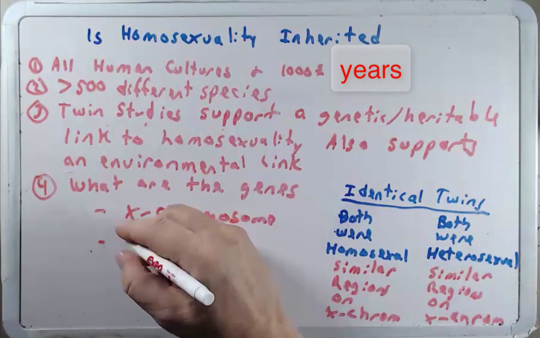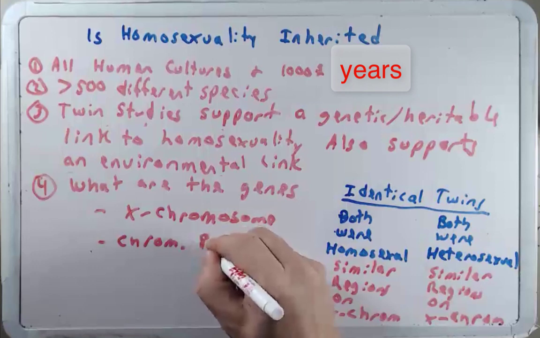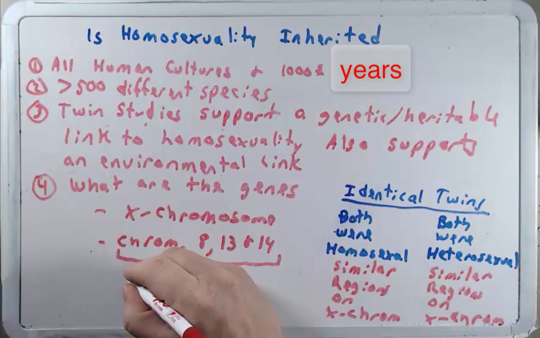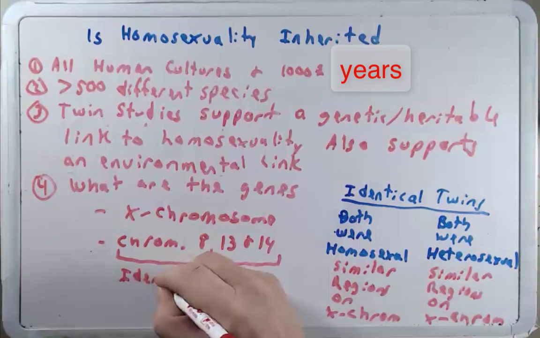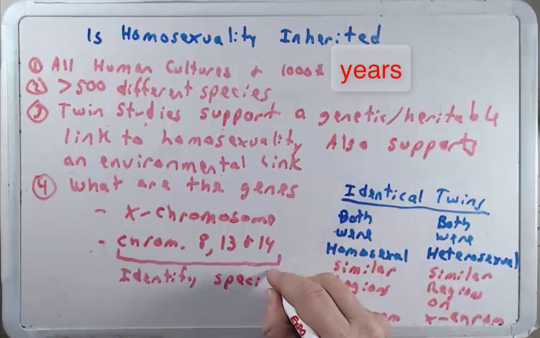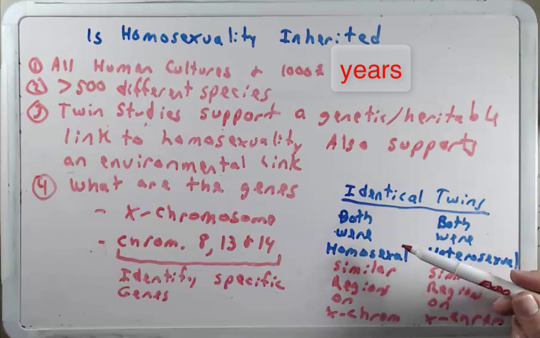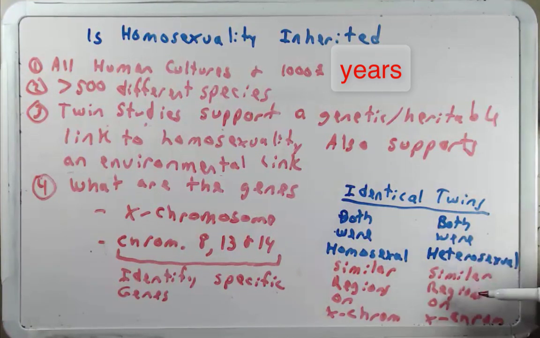Since then, they found genes on chromosomes 8, 13, and 14, and maybe some others as well that I'm not aware of. Since then, they've been able to identify specific genes. We could probably teach a whole course on the different genes they have found and their roles in brain physiology and endocrinology. But what I would like you to know is that they have found regions on chromosomes and specific gene alleles that are more likely to be found in people who are homosexual, and chromosomal regions and gene alleles that are more likely to be found in heterosexual men.